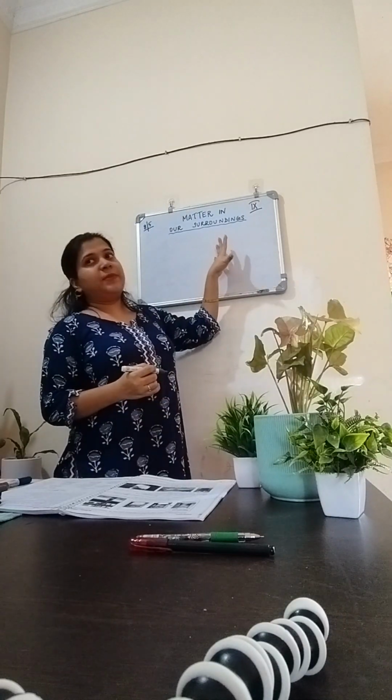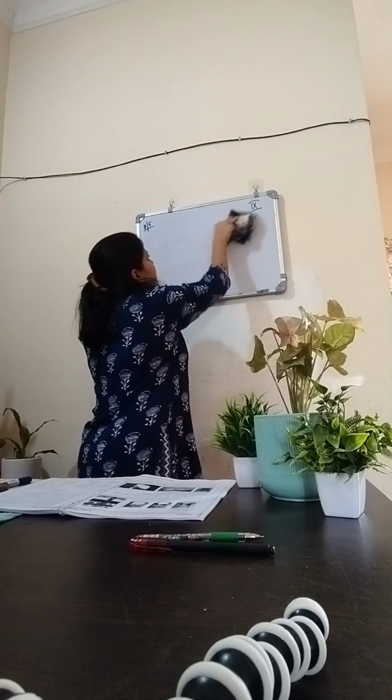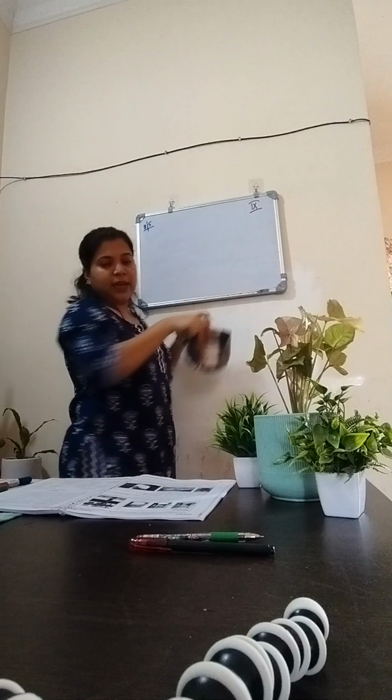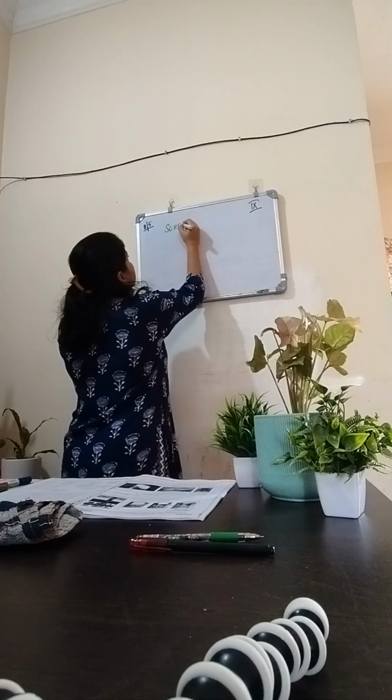So now we'll discuss the schematic diagram of interconversion of matter. This is the second part in this chapter, which we were discussing yesterday. You have already drawn that diagram very neatly, so here I will just explain it once.